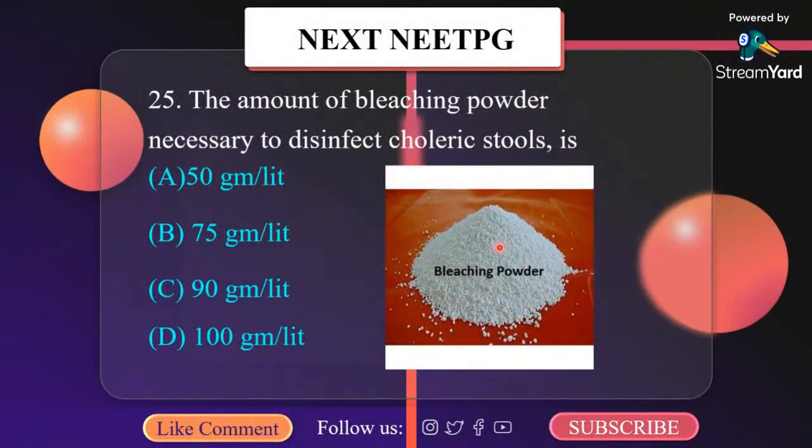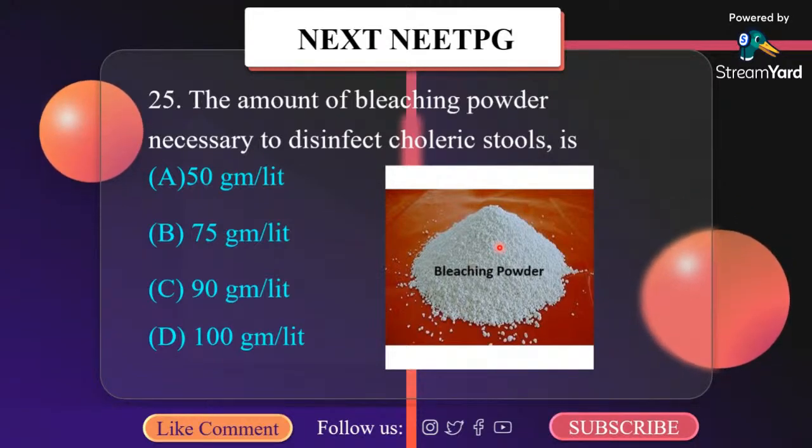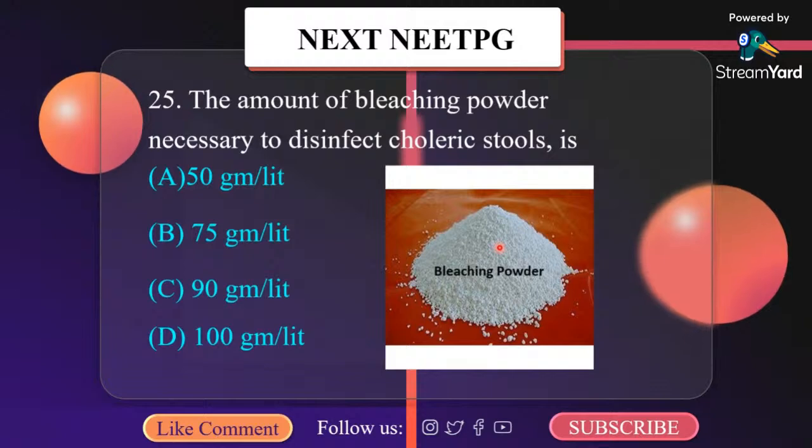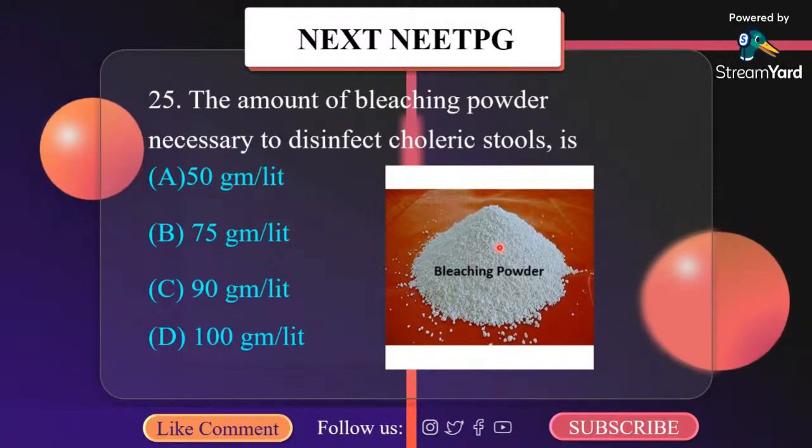The amount of bleaching powder necessary to disinfect choleric stools is: A. 50 gram per liter, B. 75 gram per liter, C. 90 gram per liter, D. 100 gram per liter. It is 50 gram per liter.